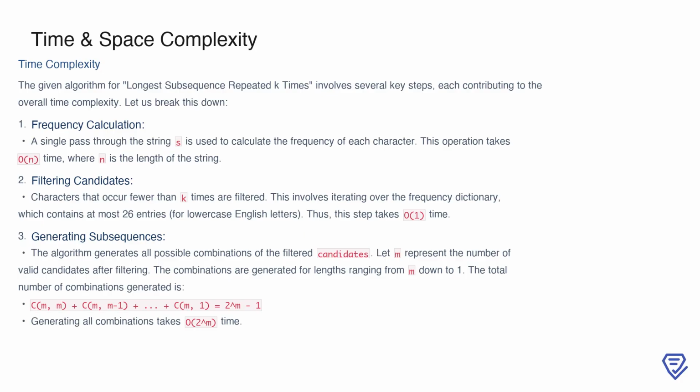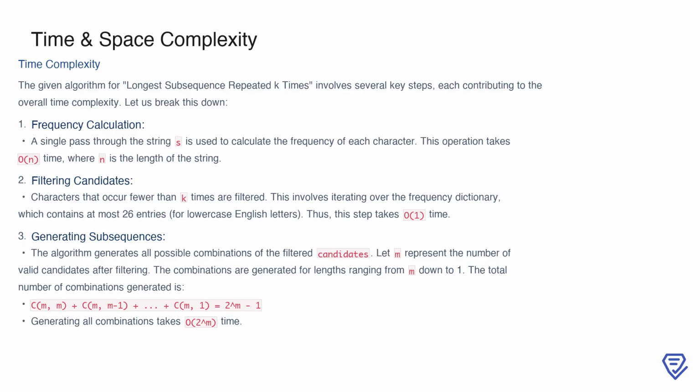Next, we filter out characters that occur fewer than k times. Since the frequency dictionary contains at most 26 entries, corresponding to the lowercase English letters, this step is performed in O(1) time. After filtering, the algorithm generates all possible combinations of the remaining candidates. Let m represent the number of valid candidates after filtering.